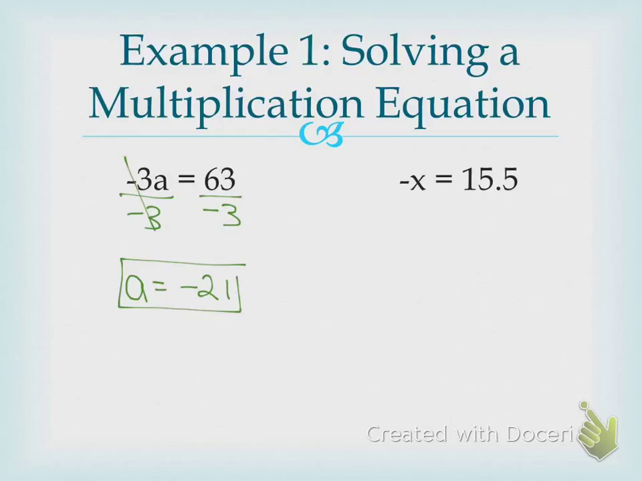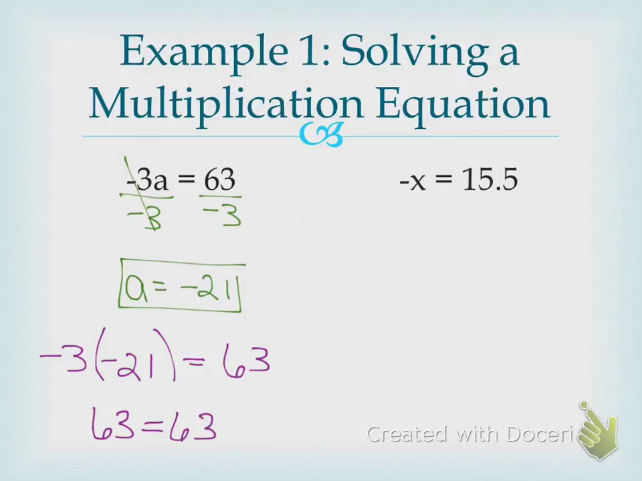And then I check it the same way. Negative 3 times negative 21 equals 63. Well, now it's a negative times a negative. That's 2 negatives, so that'll be a positive 63. So it still works out. 63 equals 63, and it checks out.